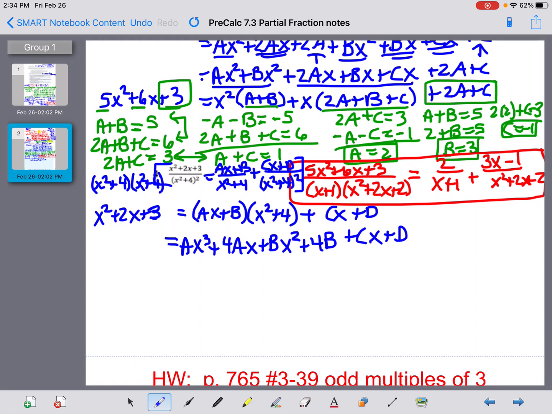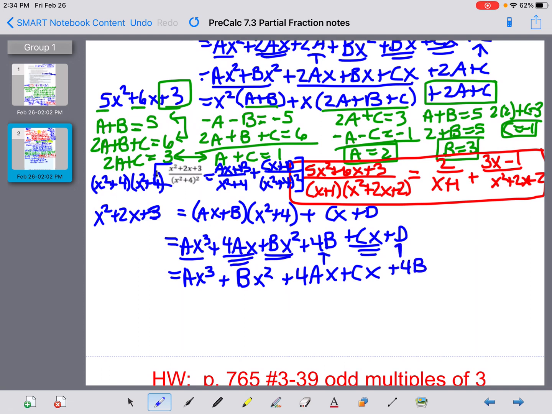Okay, I need common terms together. The only x cubed I have is ax cubed, so nothing's with that. Well, this is interesting. The only x squared I have is bx squared. And then the x's, I have two of them, right? So I have a positive 4ax plus a cx. And then for my constants with no x's, I have plus 4b plus d.